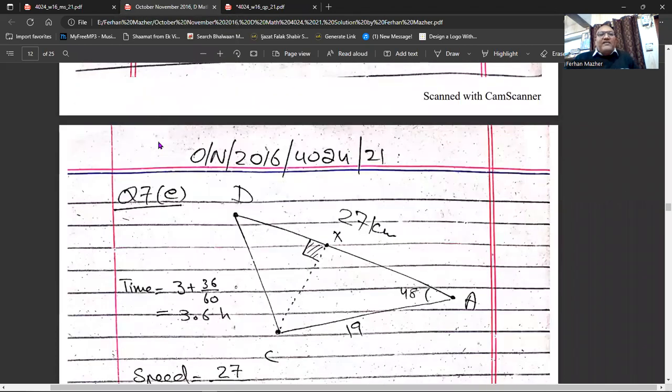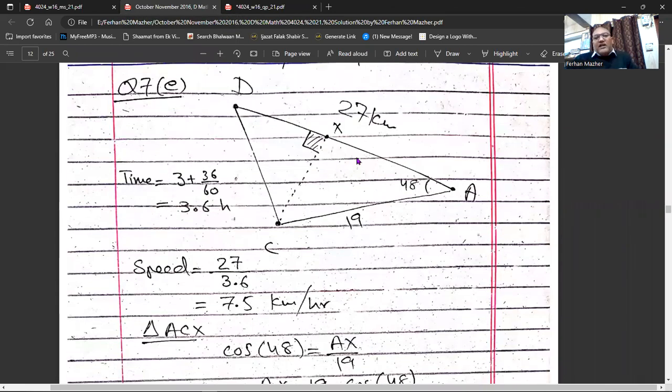Okay, question number 7, and it's E part, and I have already drawn this diagram. So this is the point X. This whole thing is 27. This is 48.